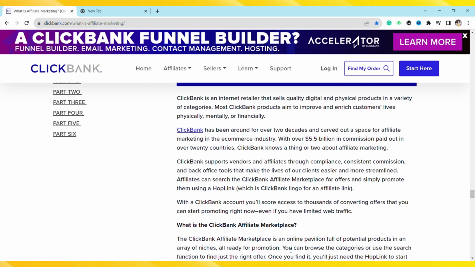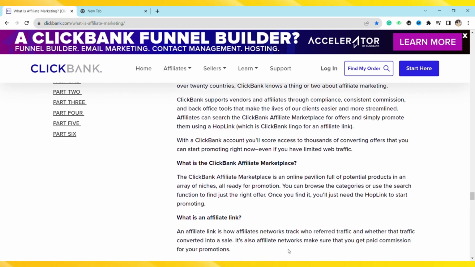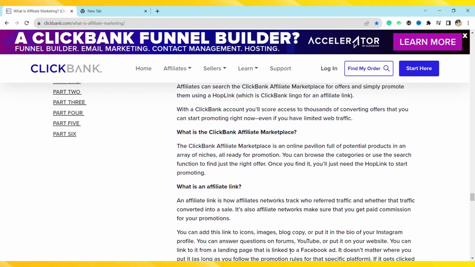The Clickbank affiliate marketplace is an online pavilion full of potential products in an array of niches. You can browse the categories or use the search function to find just the right offer. Once you find it, you just need to create your affiliate link and start promoting the product. So this is basically what Clickbank affiliate marketing is.